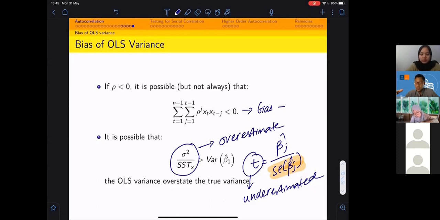So that's going to be the issue on the bias of OLS variance and the consequence of the bias on the t statistics. Now, again, in advance, it's going to be quite difficult to say whether the bias is positive or negative. And thus, it's going to be quite difficult for us to say whether our t statistic is overestimated or underestimated.